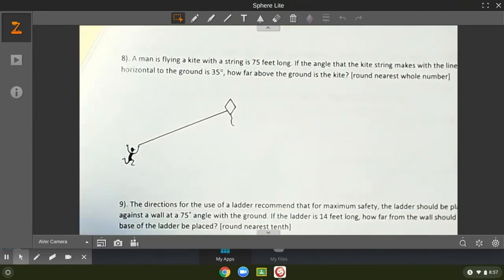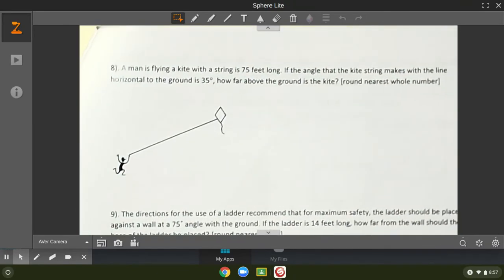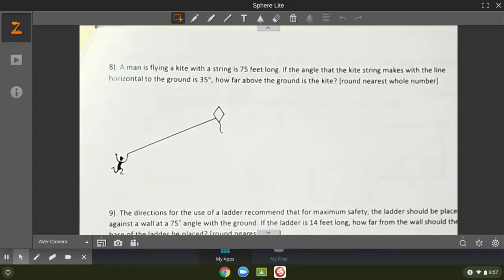Number 8, a man is flying a kite with a string that is 75 feet long. If the angle that the kite string makes with the horizontal line to the ground is 35 degrees, how far above the ground is the kite? Round to the nearest whole number.